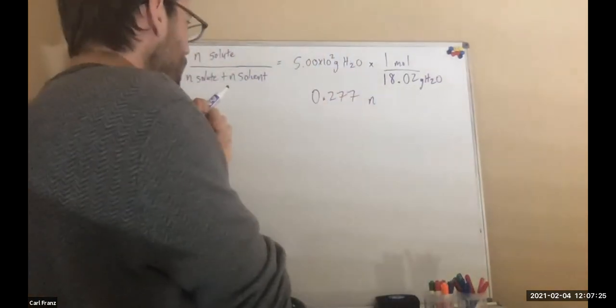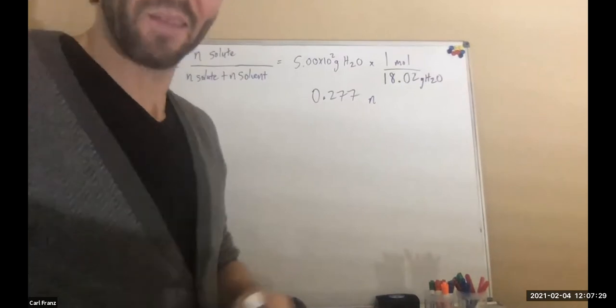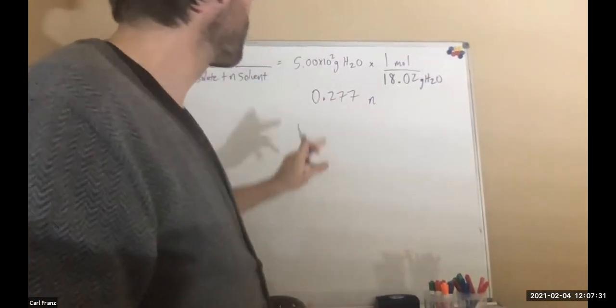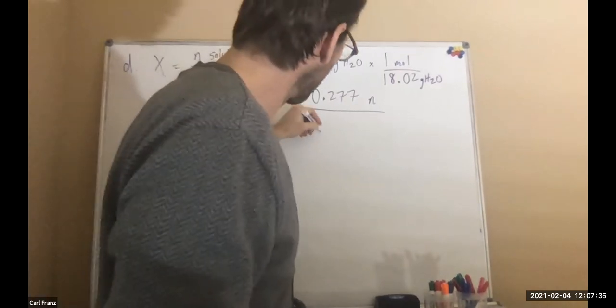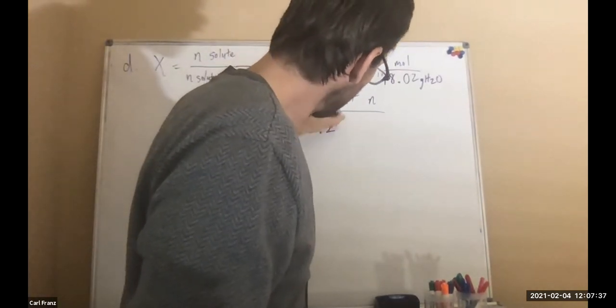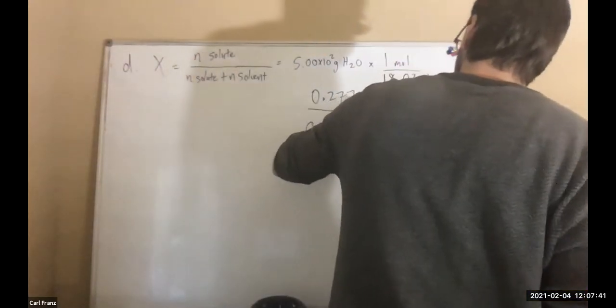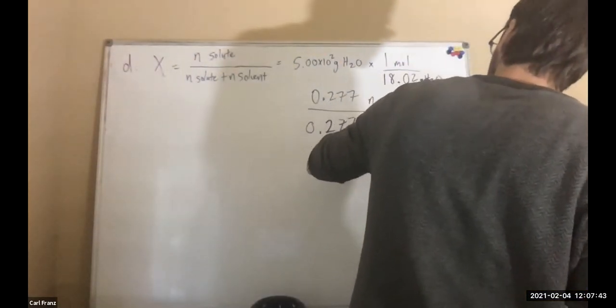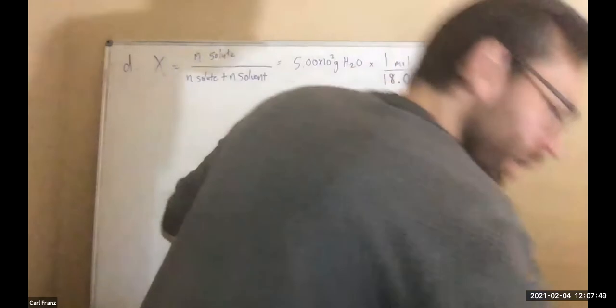0.277, something like that. We'll go with it, okay? I trust my instincts. So it's going to be this over 0.277 moles plus 18.02. No, sorry, I'm getting ahead of myself. I got to do the moles of that first. So let's get the calculator out.